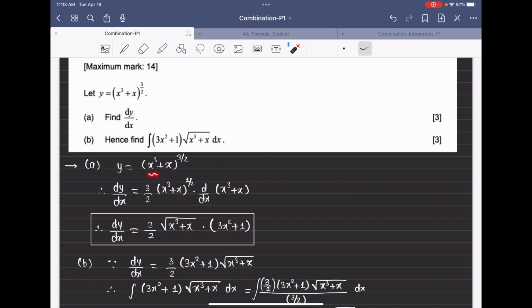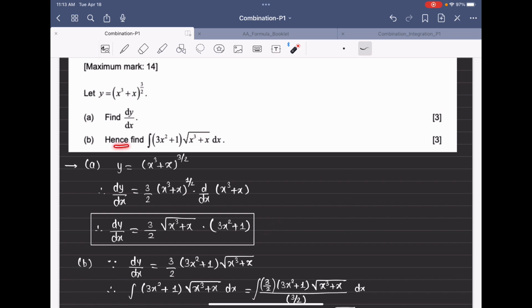First I'm taking the bracket derivative by bringing down 3 by 2. x cube plus x remains as it is, and the power is decreased by 1, so 3 by 2 minus 1 becomes 1 by 2, times the derivative of the inside term, x cube plus x. So 3 by 2 as it is, (x cube plus x) raised to 1 by 2, that is root of x cube plus x. The derivative of x cube is 3x square, and the derivative of x is 1, so 3x square plus 1 in a bracket.